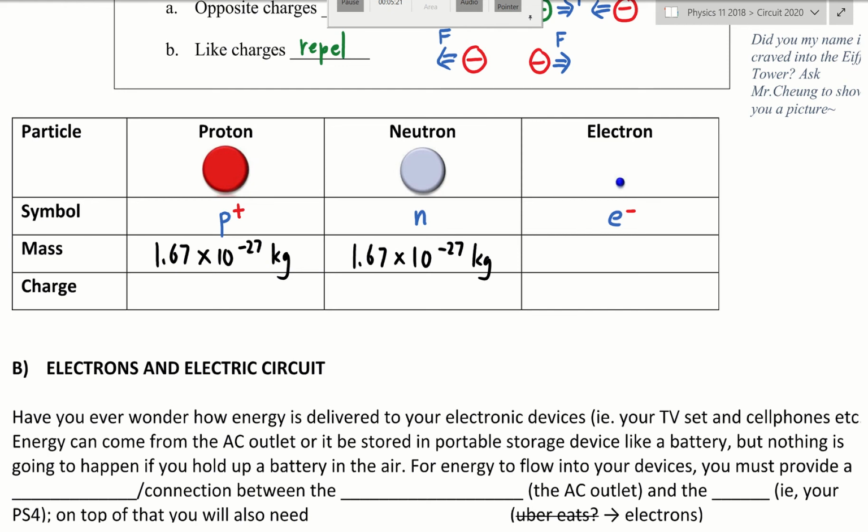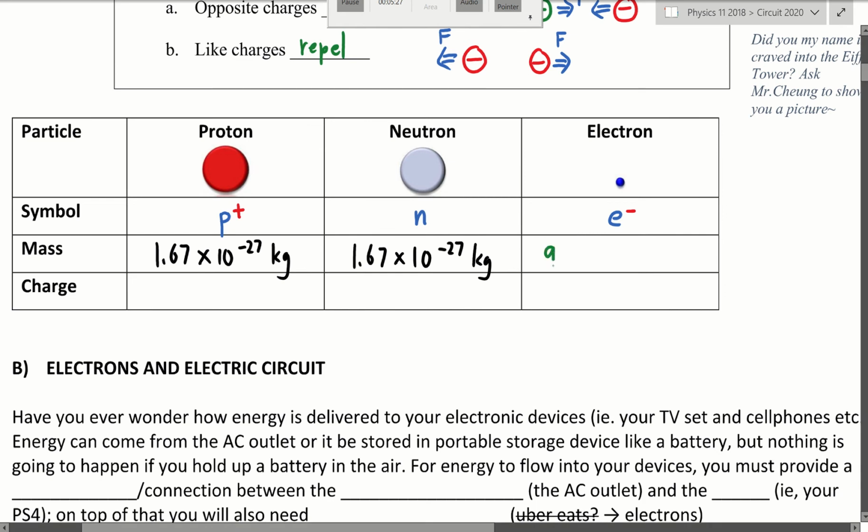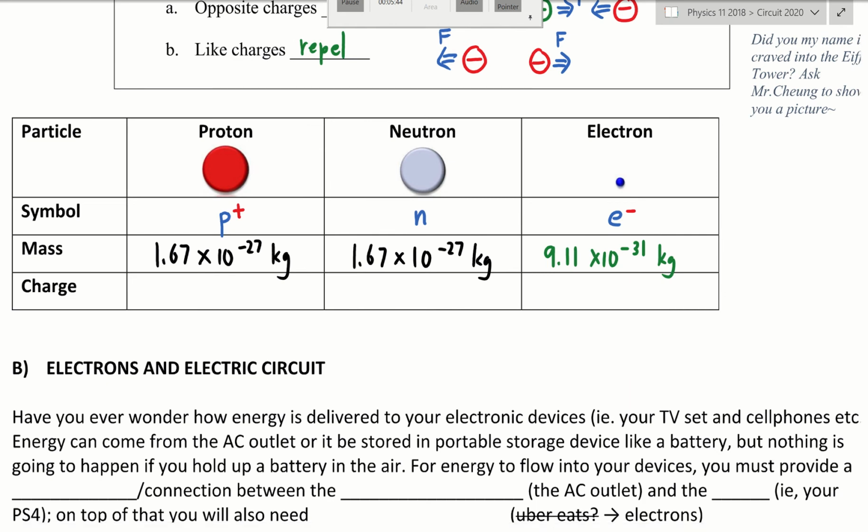Now, electron, however, is very special. Electron has a mass that is much smaller, actually almost 1,000 times smaller. Electron has a mass of 9.11 times 10 to the negative 31, and it's measured in kilograms, of course, like all the mass. So this is like 1,000 times smaller than proton. So proton and neutrons are very heavy. They're in the nucleus. Electrons are very, very light.